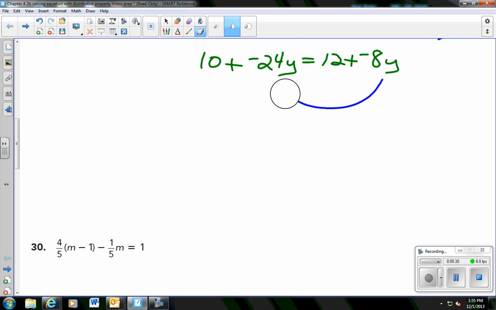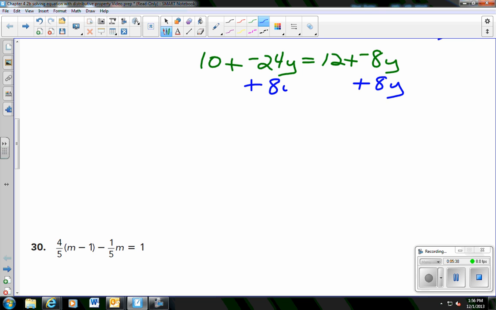So how would we get rid of negative 8y's? Well, we would add 8y's. So the opposite of negative 8y is positive 8y plus 8y. So you notice we added 8y's to both sides of the equal sign. So 10 is not affected at all. 10 stays 10 plus 24 negatives plus 8 positive y's would give us negative 16 y's.